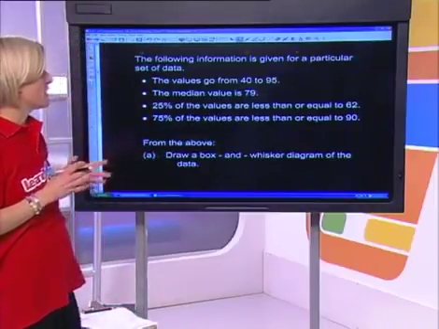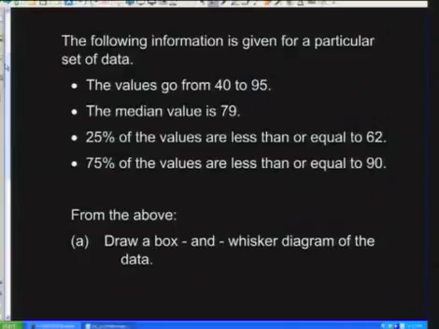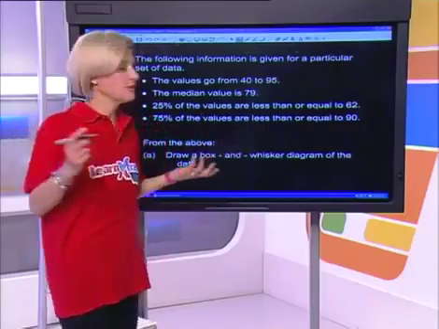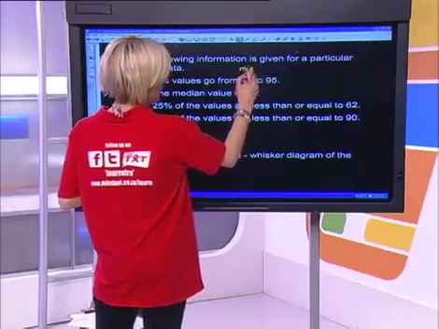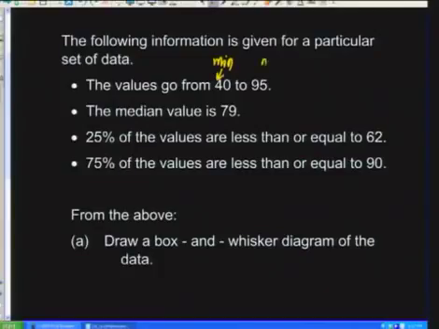Right, so the question says the following information is given on a particular set of data. The values go from 40 to 95. So from 40 must mean that the minimum value is in fact 40. Up to 95 must mean that the maximum value is 95. So I've already got two values from our 5-number summary. They give us the median. They say the median is 79. So Q2 is given to us as 79.